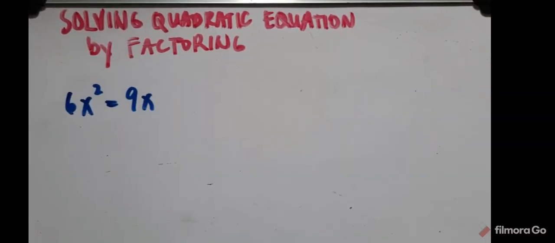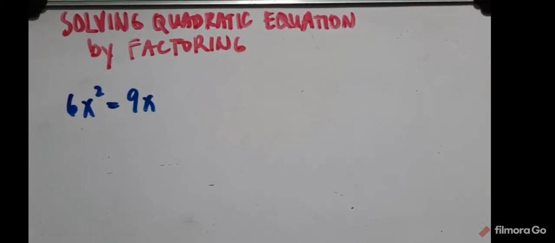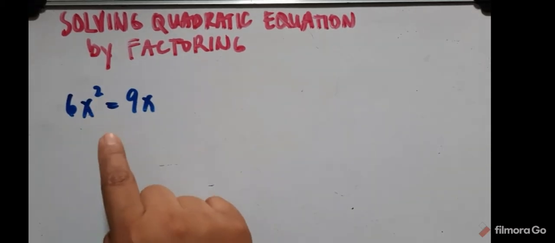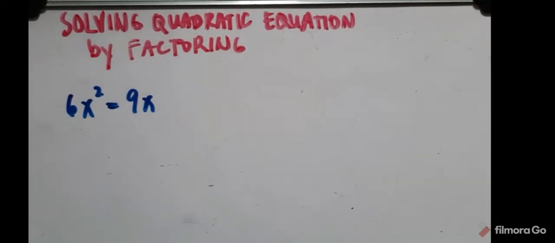Let's solve quadratic equation by factoring. Solving quadratic equation by factoring means we are looking for the roots of the given equation. So our given is 6x squared is equal to 9x. First thing that we need to do is to make the right side of the equation equal to 0. So we're going to use the addition property of equality.